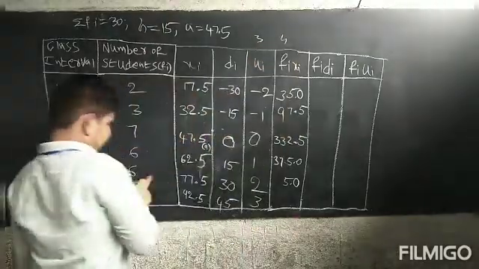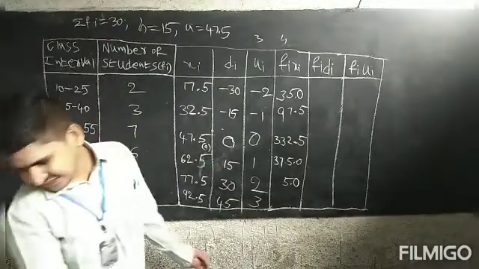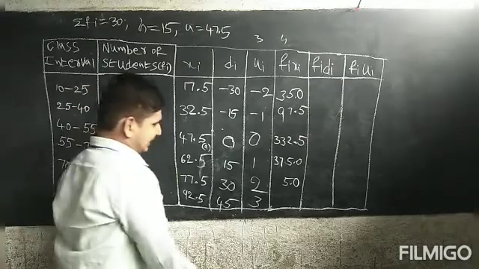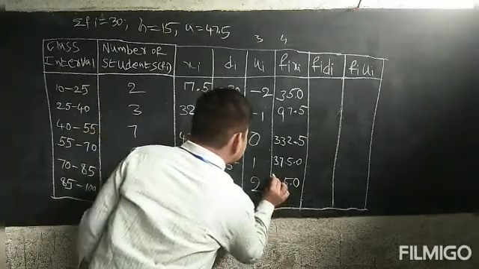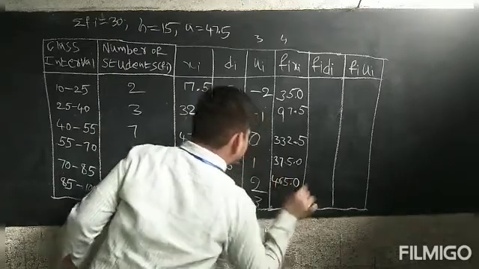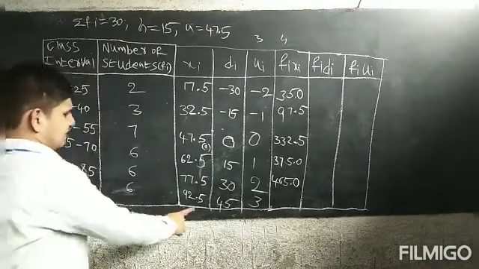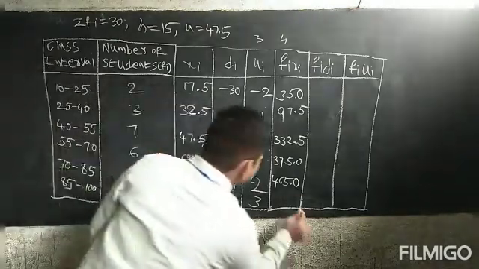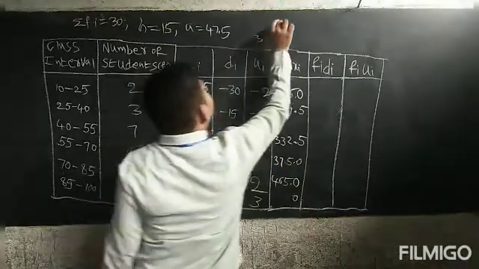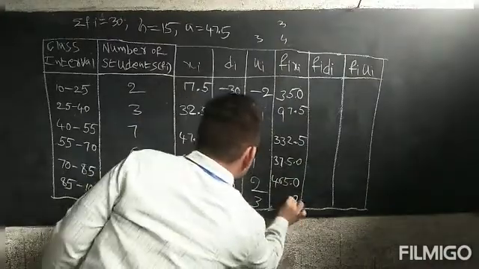Now 6 7 is 42. 42 plus 4, 46. Okay, easy. Okay, now again next 6 into 6 is 30. Okay, now key point.